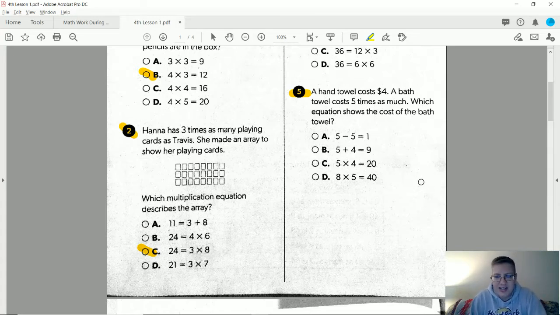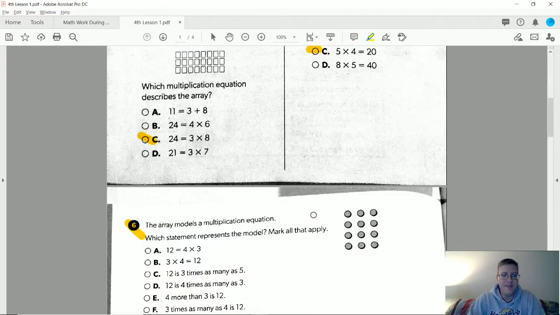Number 5, a hand towel costs $4. A bath towel costs 5 times as much. Wow, that's a lot. So 4 times 5, or 5 times 4 equals 20, would give us the cost of the bath towel. So this is not even a correct math fact, and it's subtraction. We have addition. That is a correct fact. Letter D is also a correct math fact, but doesn't use the factors that we'd use to multiply.